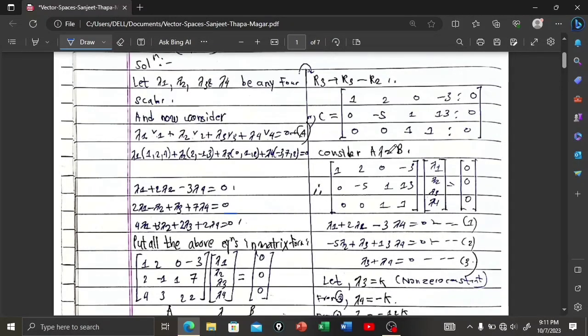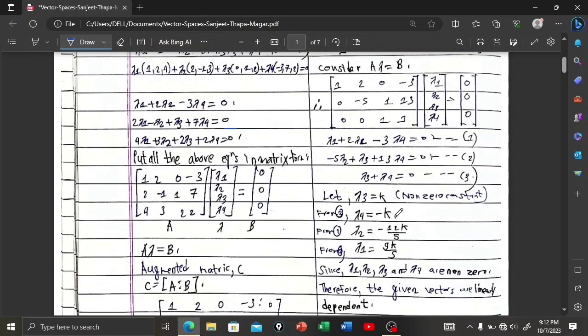Consider this A lambda equals b, this matrix 1 2 0 minus 3, 0 minus 5 1 14, 0 0 1 1, and here it is lambda 1, lambda 2, lambda 3, lambda 4 equals this 0 0 0 0. Now it would be lambda 1 plus 2 lambda 2 minus 3 lambda 4 equals 0, and 5 lambda 2 plus lambda 3 plus 13 lambda 4 equals 0, and lambda 3 plus lambda 4 equals 0.